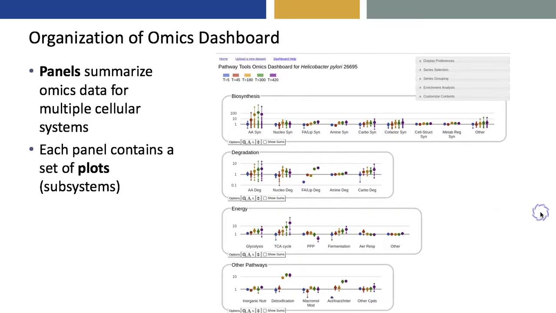The data that we're looking at here are a time series data set for Helicobacter pylori after exposure to metronidazole, an antimicrobial compound. And the metabolite abundance values are fold change values relative to time 0. And in each plot, each vertical line is showing information from one time point, and each point on a vertical line is one reading for one metabolite.